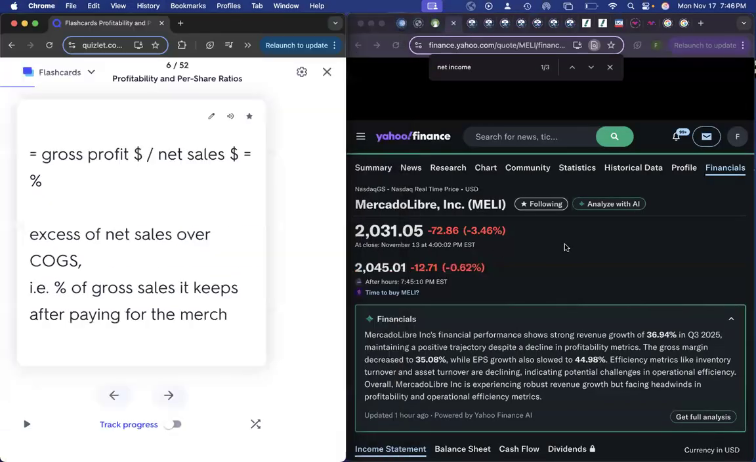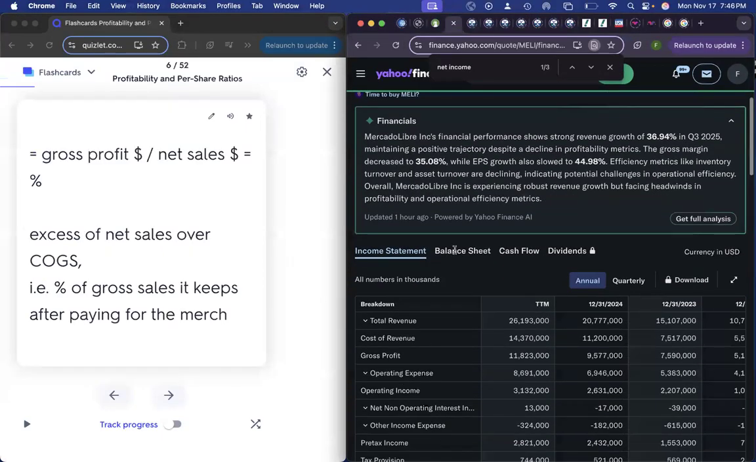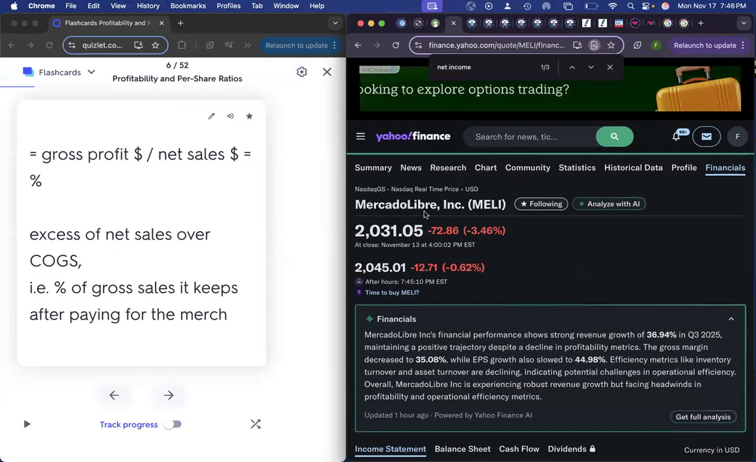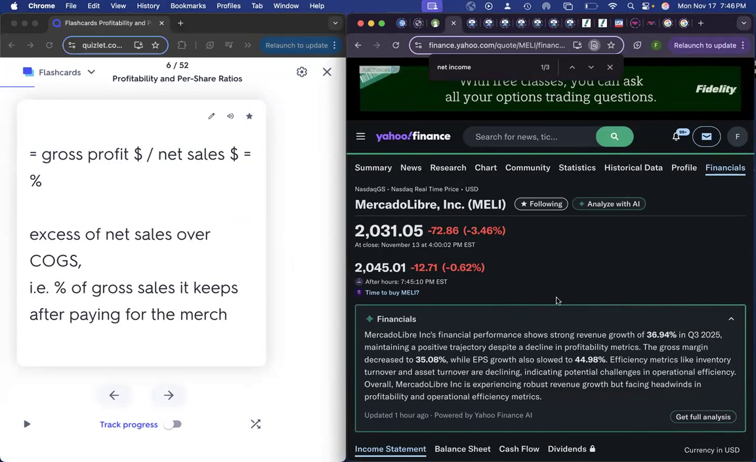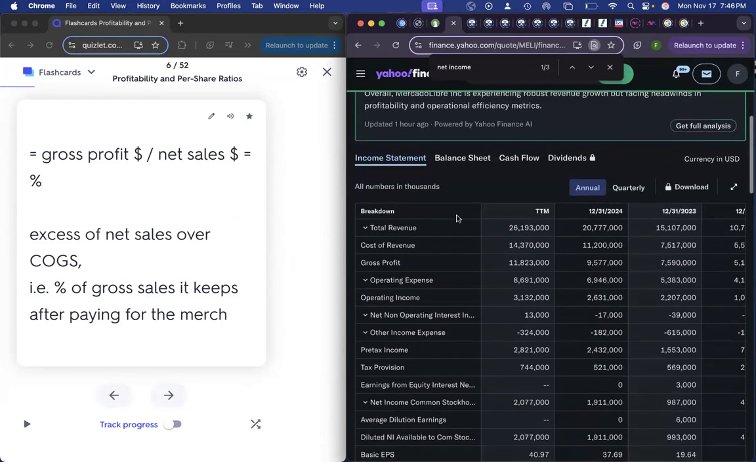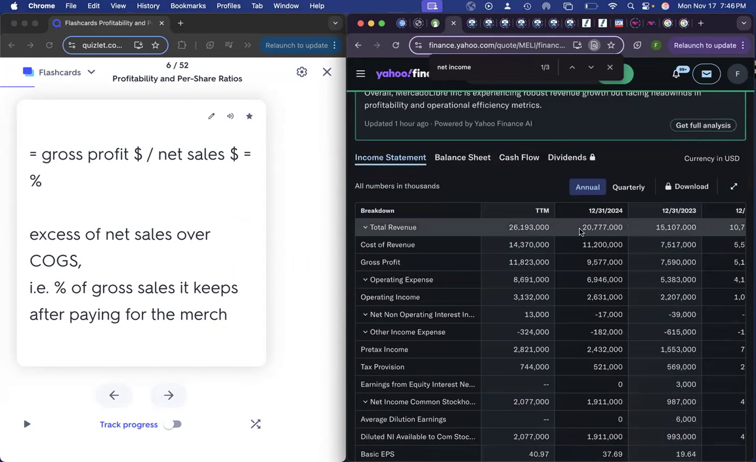So, to kind of put the nail in the head here, I've got the financial statements for Mercado Libre opened up. And so we have total revenue, which is 20,777,000, and cost of revenue 11,200,000. That gives you gross profit. So then you would divide the gross profit of 9,577,000 by the total revenue of 20 million in order to get your gross profit margin.